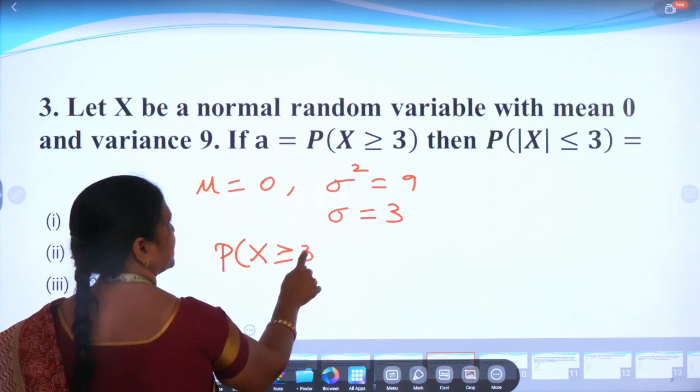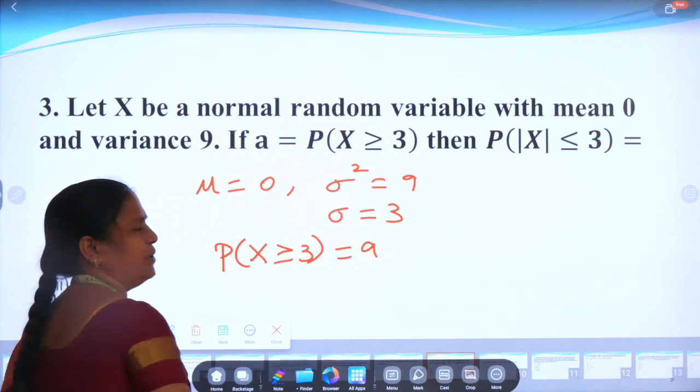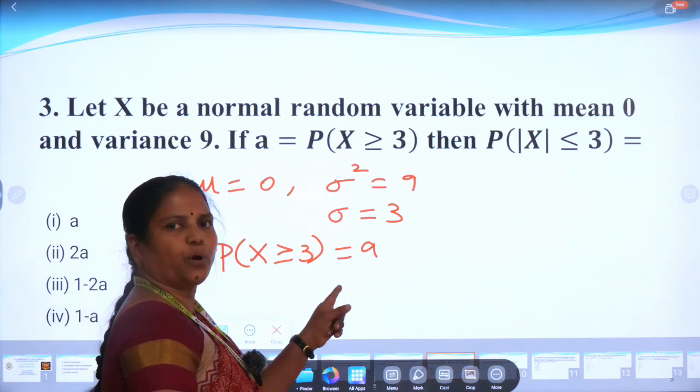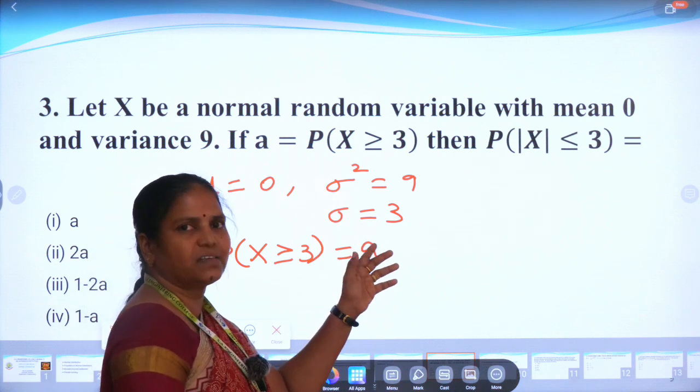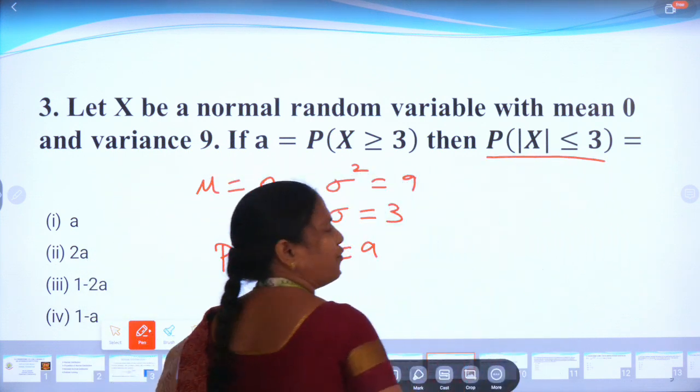And one more thing is also given, the probability of X greater than 3, which they have defined in the question itself. They have defined it as a. What we have to find is the probability of modulus of X less than or equal to 3. So we have to find the probability for this.